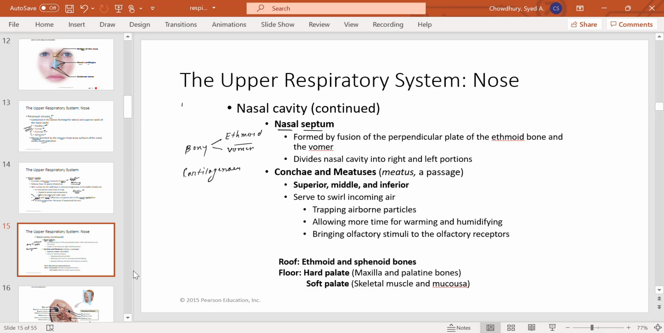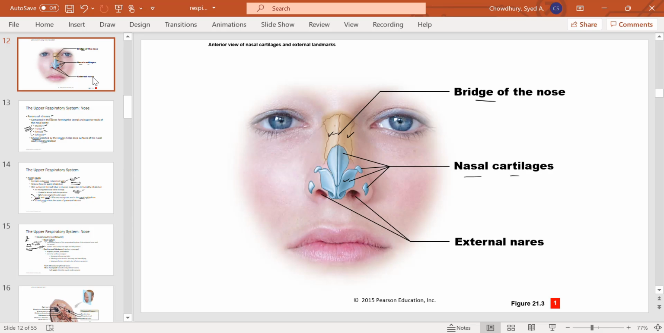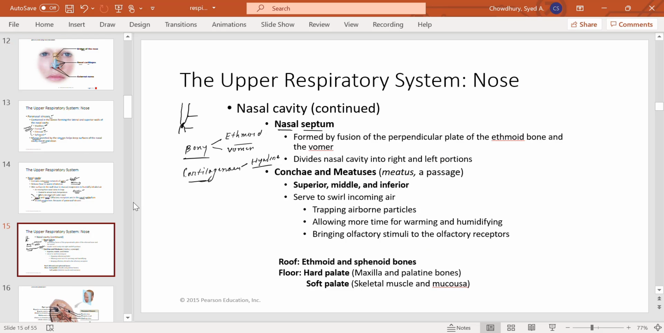Ethmoid comes from above, perpendicular plate of ethmoid like this, and vomer from below. So this is vomer, this is the perpendicular plate of ethmoid, and they join to form the bony part, which is in the back of the nasal septum. In the front part you have the cartilage, okay, which is the hyaline cartilage, not elastic. So the septum has hyaline, but in the external nose you have pieces of elastic cartilages that I showed you before right here. These are elastic cartilages. But inside the nose you have the partition or septum, which is hyaline.